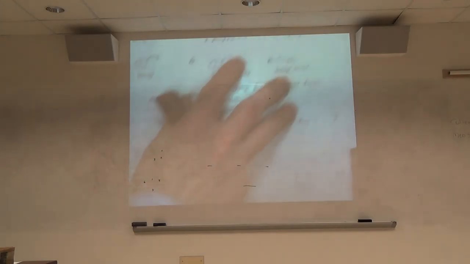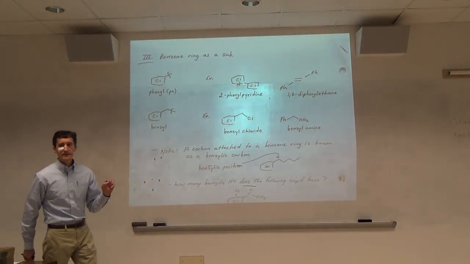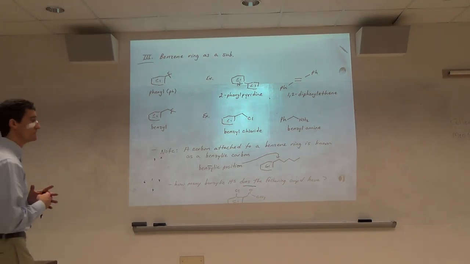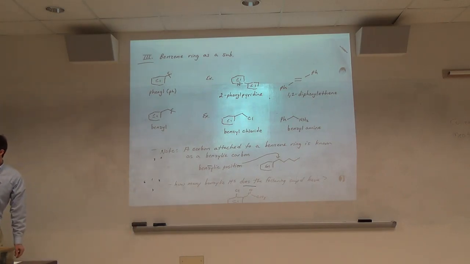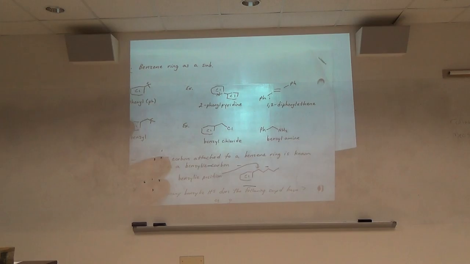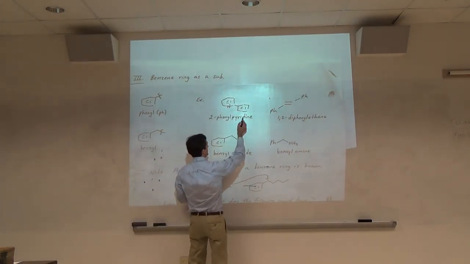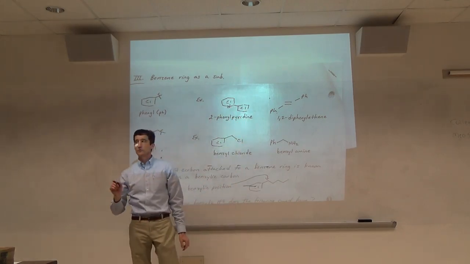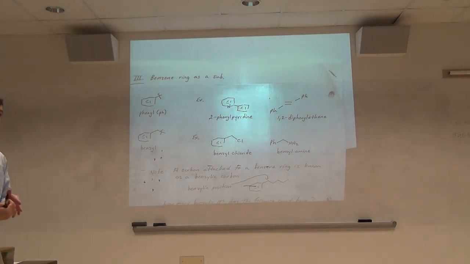Questions about nomenclature? When a benzene is a substituent, what do we call the benzene ring? Phenyl. Yes, in terms of naming. So this compound here is actually known as 2-phenylpyridine. That's 1 and that's 2. 2-phenylpyridine. We use the term phenyl when benzene is a substituent.